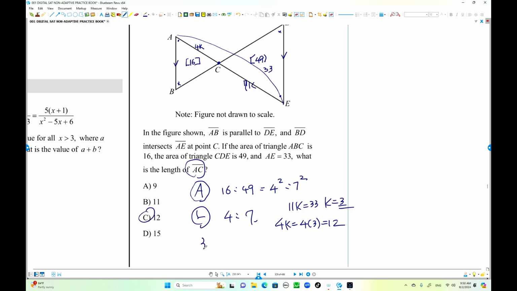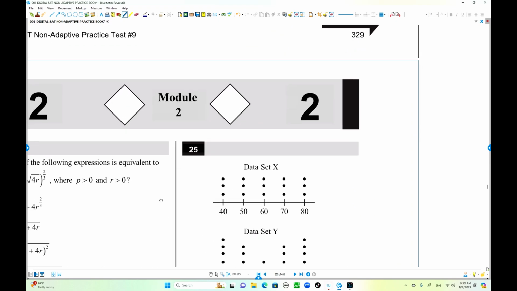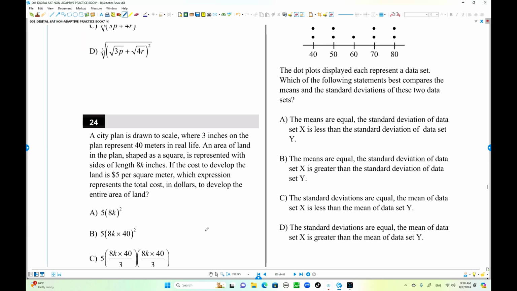Or you can use this one too. 33 times... This whole thing is 4 to 7, so the total sum of the ratio units is 11. Out of 11 units, this is only 4 here, right? 4 parts. So this is 1, this is 3. Also, you get the same number, okay? All right, move on to number 24 over here.